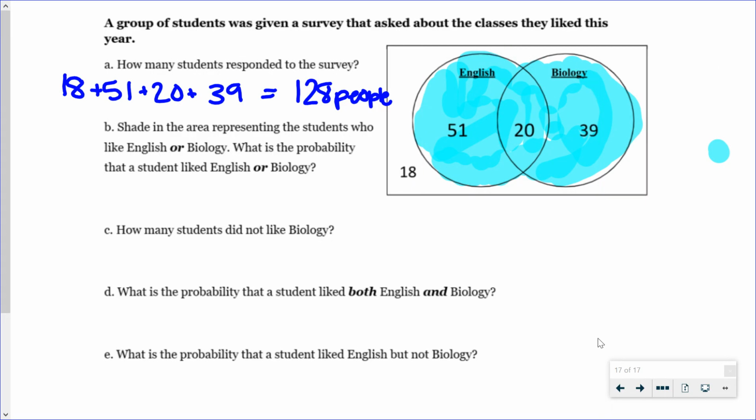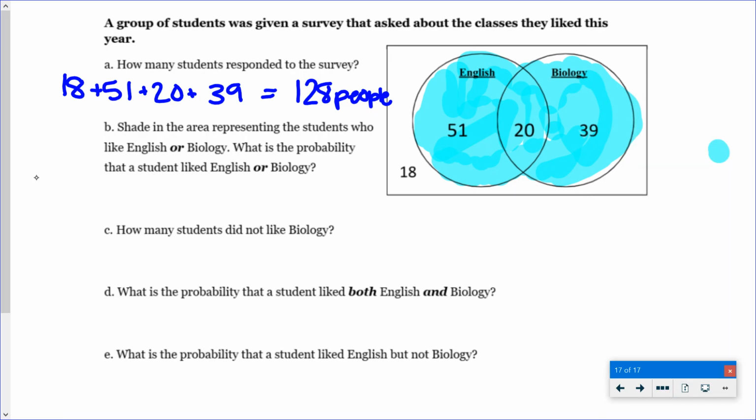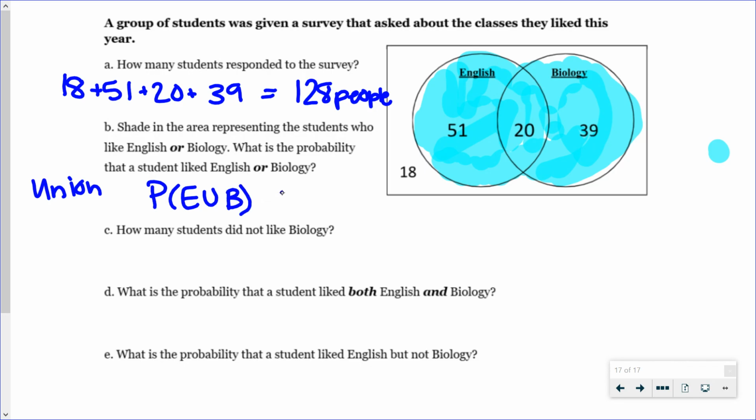So that is our union, and then it's asking about the probability that a student liked English or biology. So that again is our union. So we're going to write the probability of English or biology. Well, that is going to be 51 plus 20 plus 39 over our total 128 people, which is equal to 110 over 128. That is the probability of something in our union, which is English or biology.